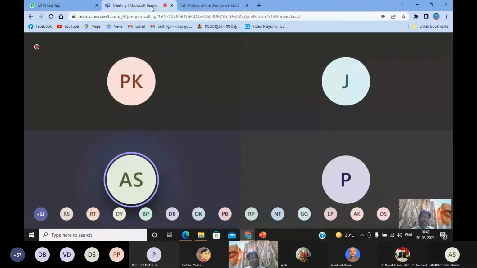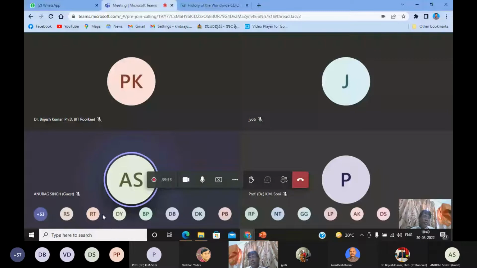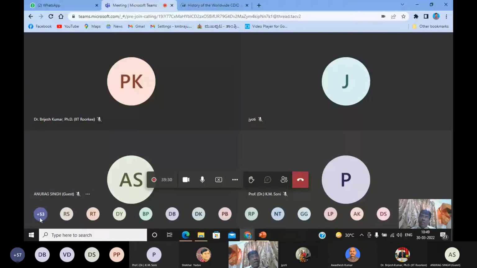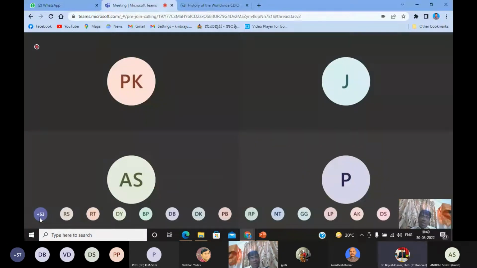Any guess? No reply. Are there any questions on this model, CDIO model? I don't know whether I am making sense, right? Surely it makes sense, sir. Surely. Yeah. But is there any specific question on the CDIO model?